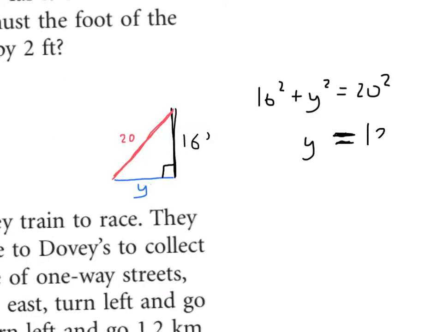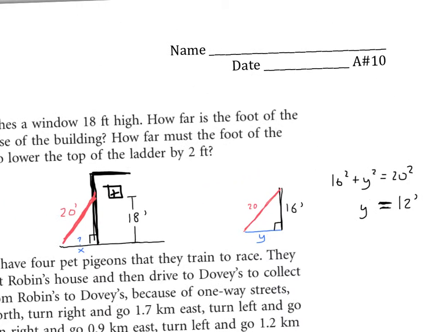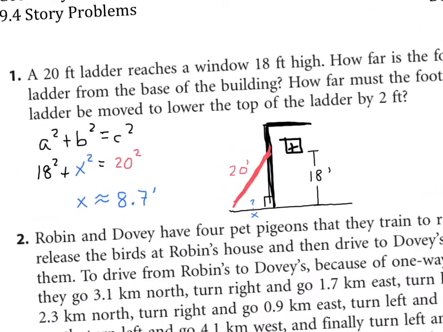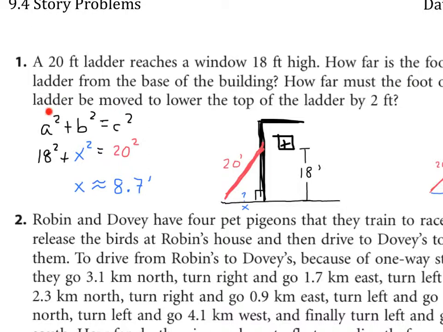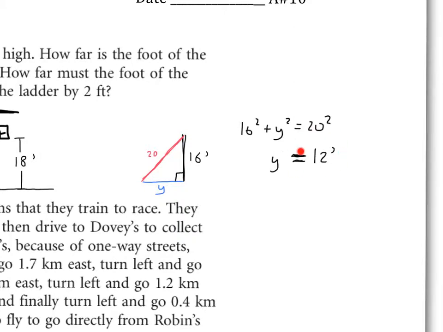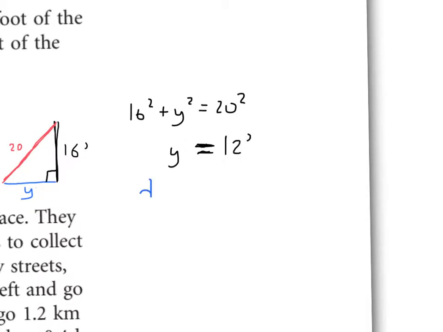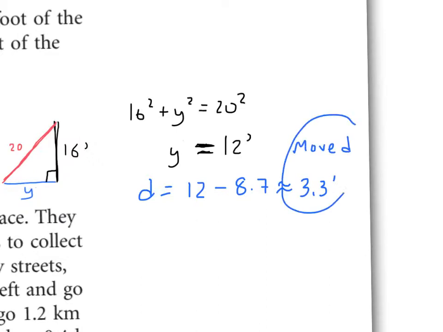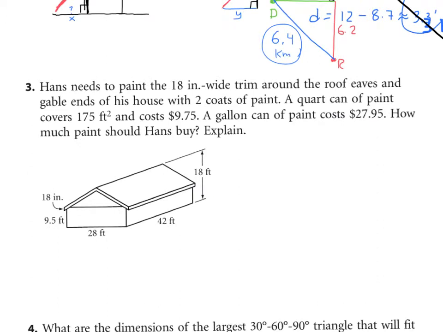So that gives me exactly 12 feet. Now, the question is not how long is that, but how much the ladder must be moved by. So I have to take this and subtract it from the 12 here. So the actual answer is going to be my distance moved. It's going to be the 12 minus the 8.7. So I'm going to get an approximate value here of 3.3 feet. It's got to be moved back 3.3 feet. So looking at number 3 here.